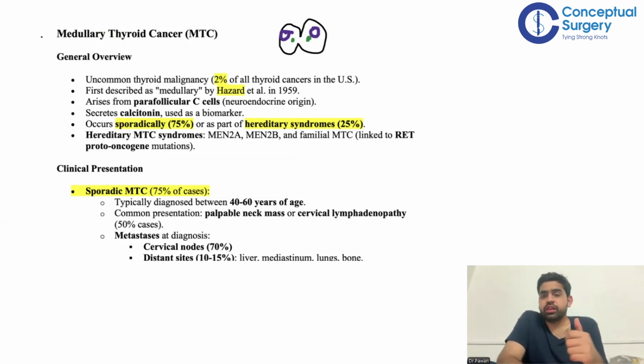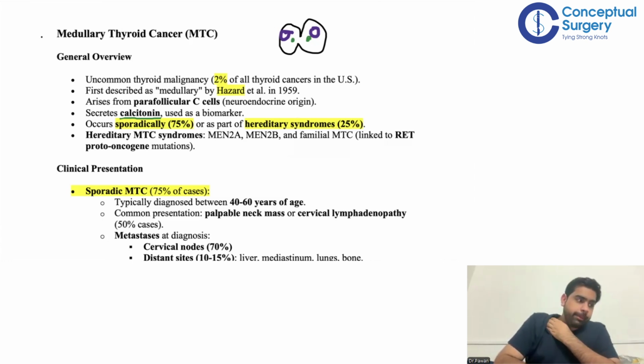Now, these parafollicular C cells secrete a hormone called calcitonin. If I ask you what is the role of calcitonin, what does it do? Calcitonin is a hormone which is basically responsible for reducing the calcium levels in the blood. We have two hormones: parathyroid hormone, which increases the calcium levels in the blood, and calcitonin, which reduces the calcium levels in the blood. So that is the main role of calcitonin. We'll come to that.